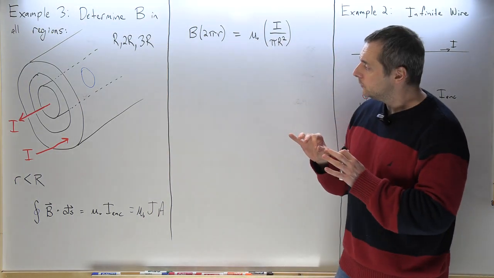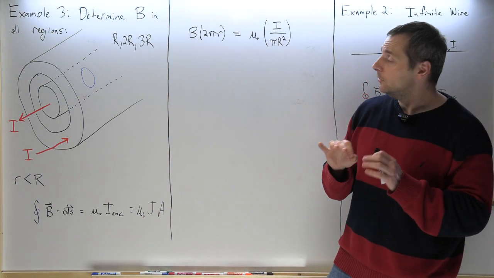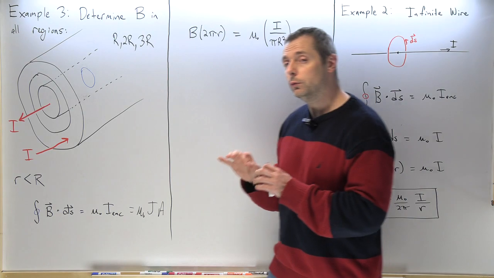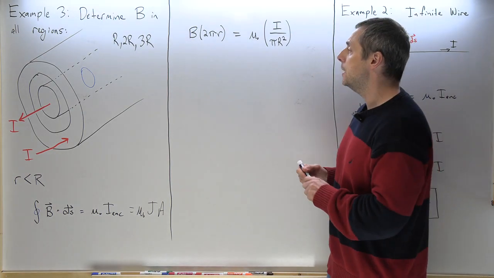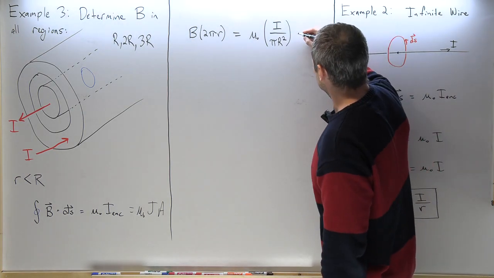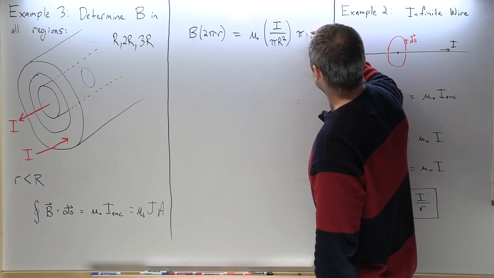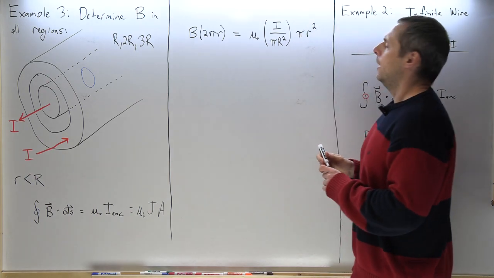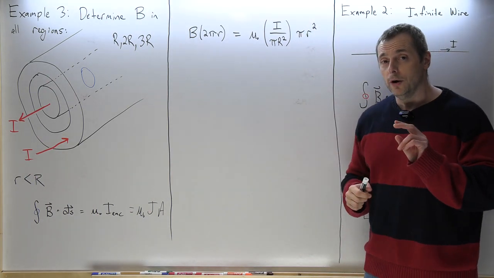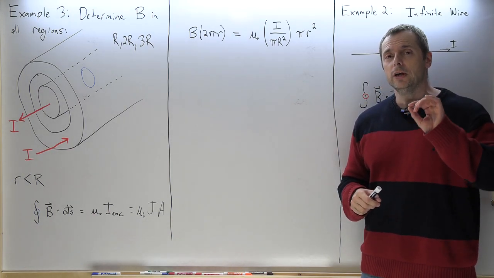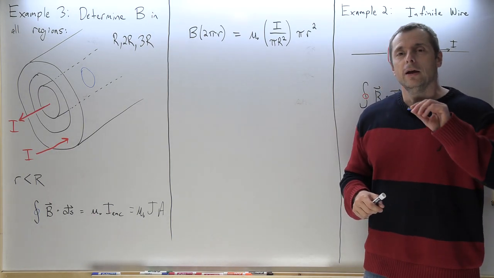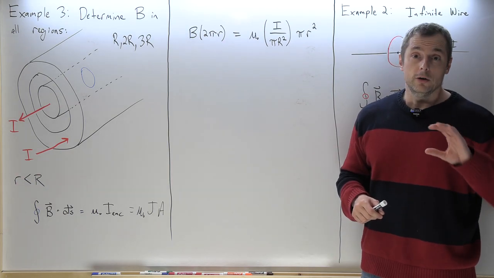To get the amps, I now have to multiply by the meters squared of my Amperian loop. In other words, the area of my Amperian loop, which is just the area of a circle. Pi r squared, the area of a circle. So those are the two formulas that you're going to use throughout cylindrical symmetry. Circumference is 2 pi r. Area is pi r squared for a circle.